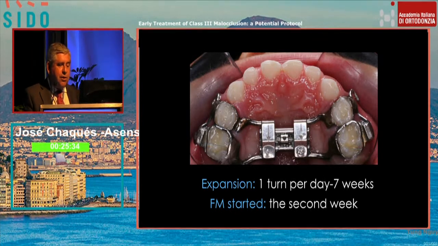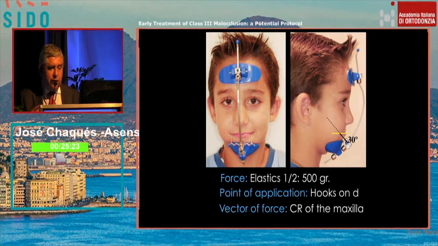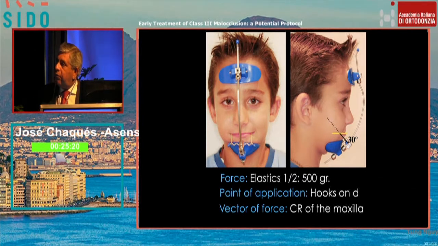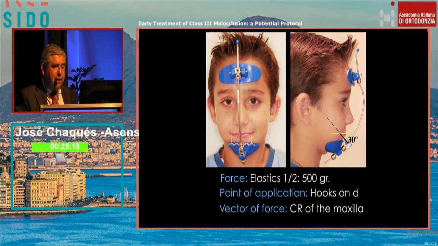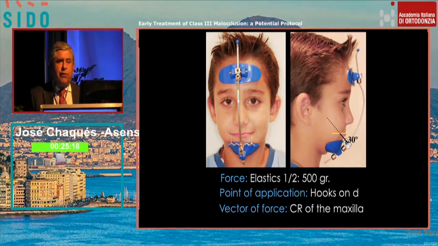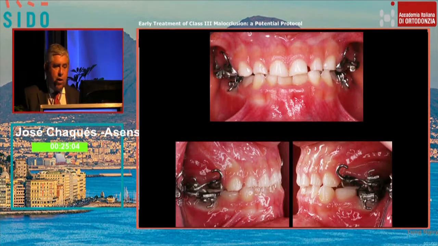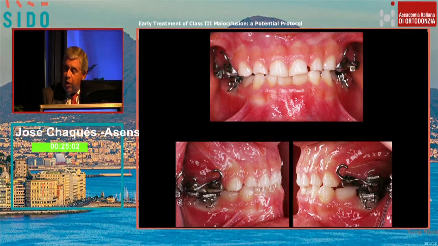Then we decided to treat the patient with a classic protocol, a Hyrax, which is our common expander, anchored on the E's and D's with the hook on the D in order to create a vector of traction that would go through the center of resistance of the maxilla. I strongly believe in the use of heavy elastics, so 500 grams, 14 ounces, and again the point of application in the forward part so that the vector of force would go through the center of resistance of the maxilla. The response would jump the bite.